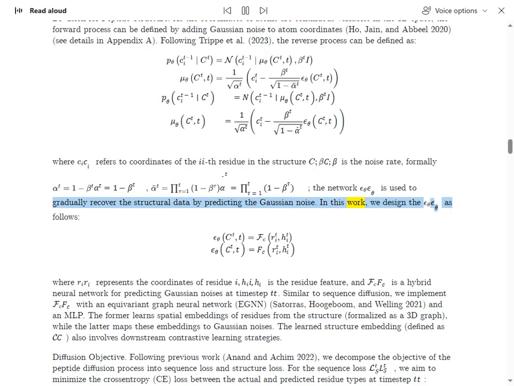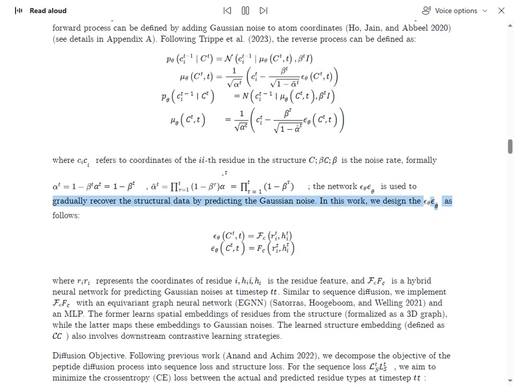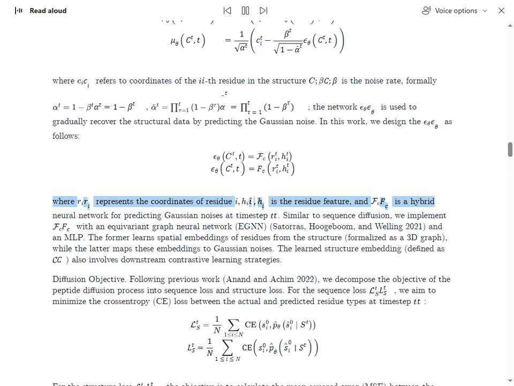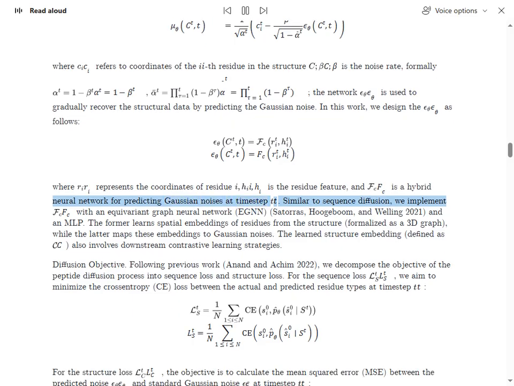In this work, we design the epsilon_theta as follows. Epsilon_theta of c at time t equals f_c of r at time t and h at time t, where r_i represents the coordinates of residue i, h_i is the residue feature, and f_c is a hybrid neural network for predicting Gaussian noises at time step t.